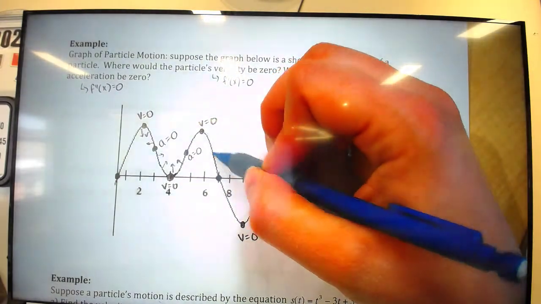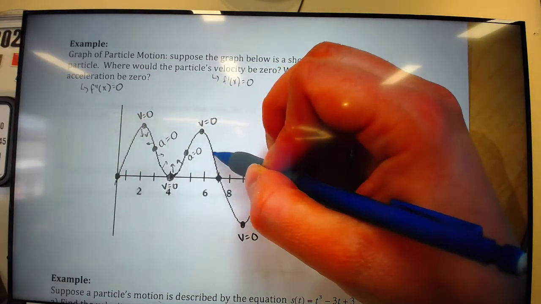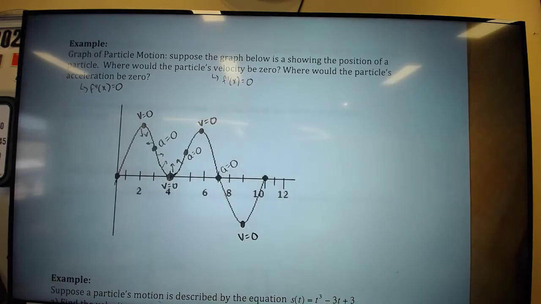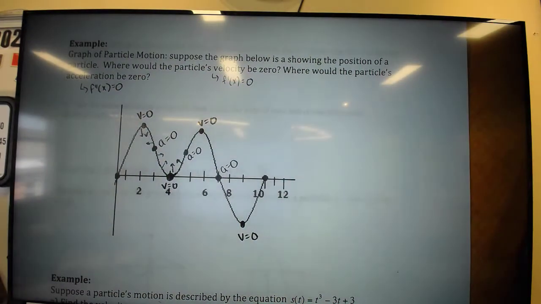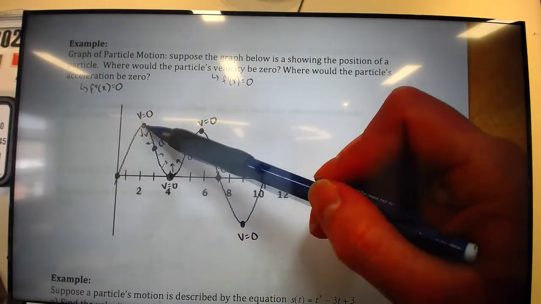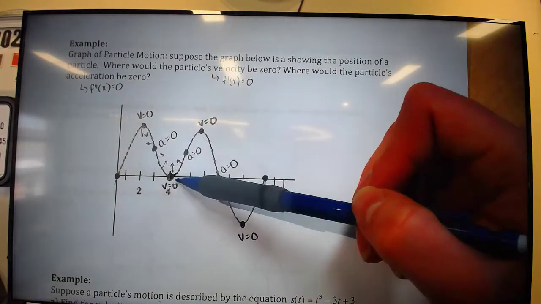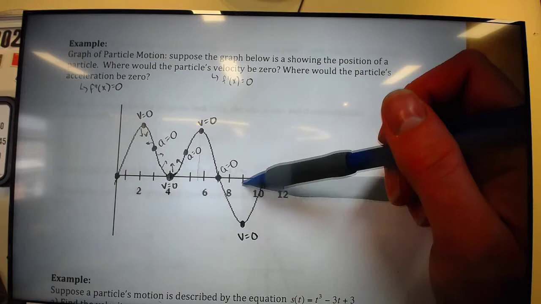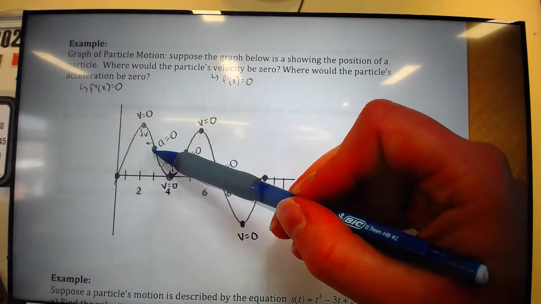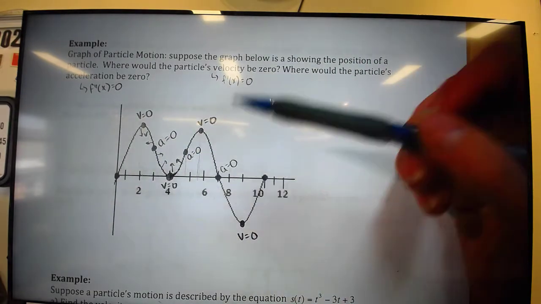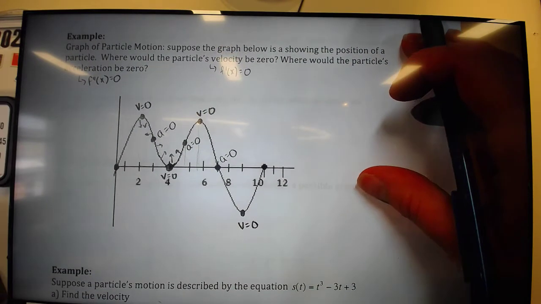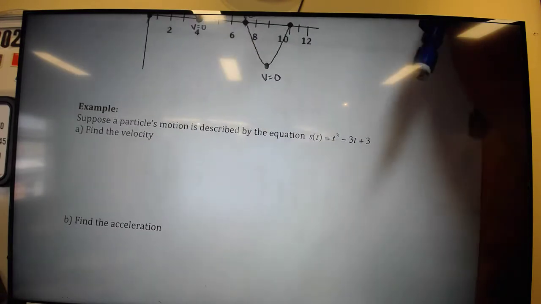Here, this one, we've got a little bit more distance. We go from concave down to concave up, kind of right around here. So we'll make that acceleration equal to 0. Okay, so we could say that our velocity is equal to 0 at 2, 4, 5.5-ish, and 9-ish, right? You could say where our accelerations are equal to 0, okay? So there's kind of more of an application. And now we'll do some examples.